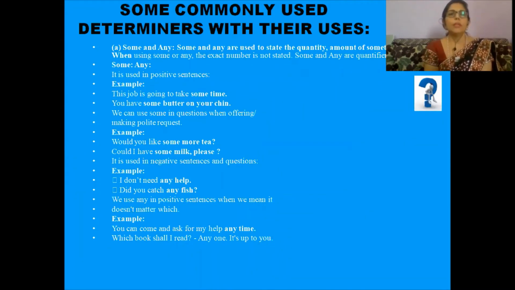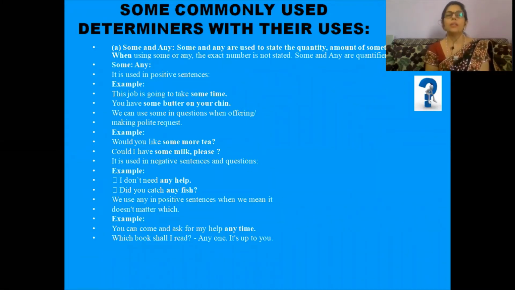There are some commonly used determiners with their usage. We can see here such as some, any, and they are generally used to state the quantity, if it is little, if it is some, if it is more. So for the amount of something, when using some or any, the exact number is not stated here. You do not know, some may be 2 or 3, some may be 100. So it depends upon the situation.